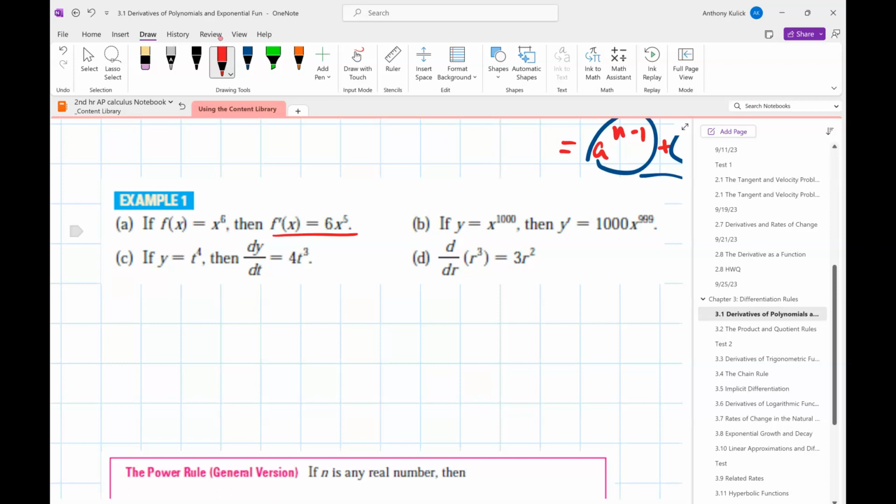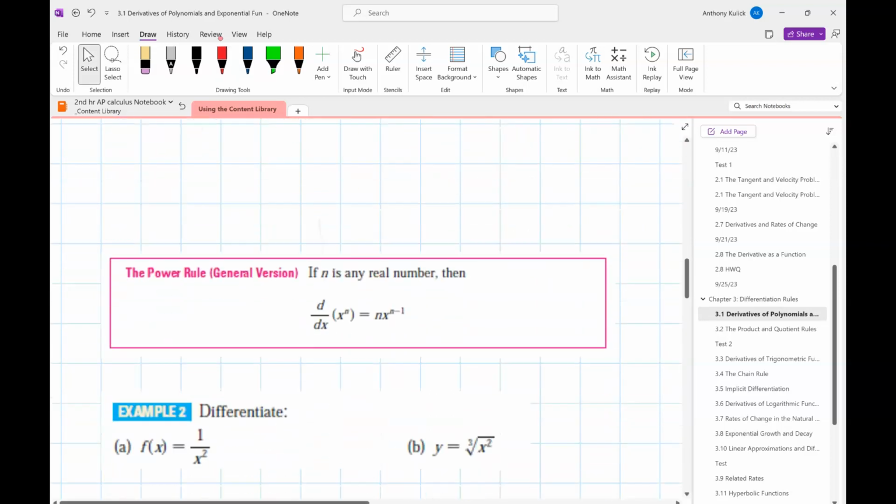Where was this? Like, why was I doing all that? This even gets better than this, though. Really? Yeah, it gets better. So t to the 4th is 4t to the 3rd. Yay. r cubed, 3r squared.